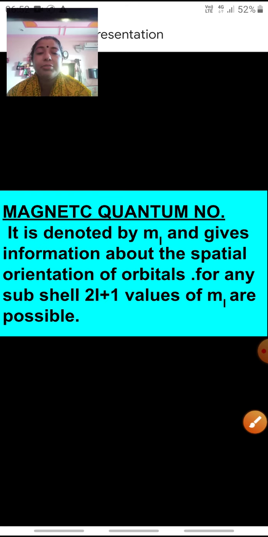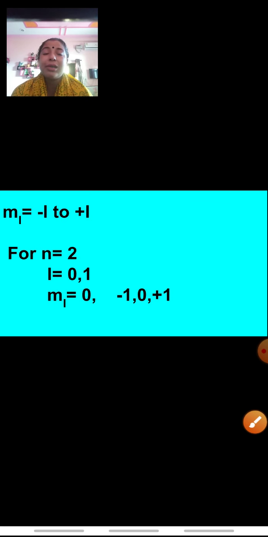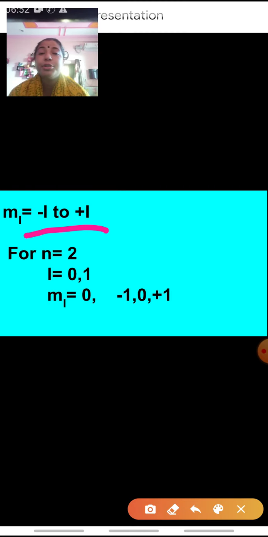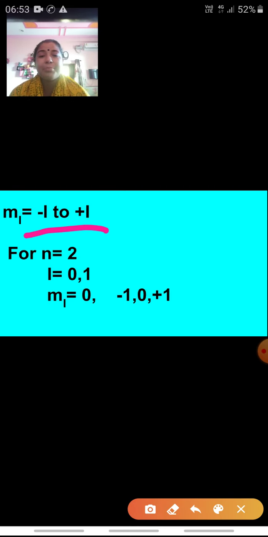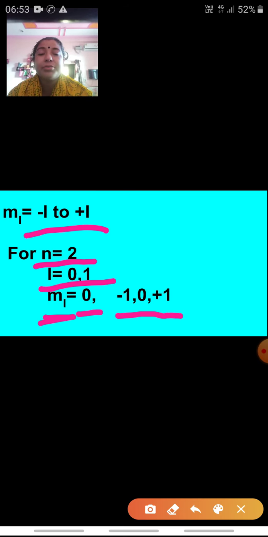Now see children, the value of ml, this magnetic quantum number, will always be equal to minus l to plus l. Like for example, suppose the value of n is 2, the value of l will be equal to 0 and 1. And for each value of l, ml will have a value. For l equal to 0, ml will be 0. For l equal to 1, ml will be minus 1, 0 and plus 1.